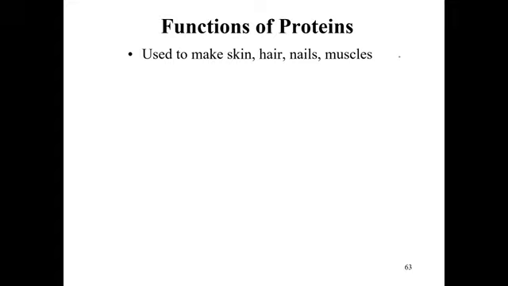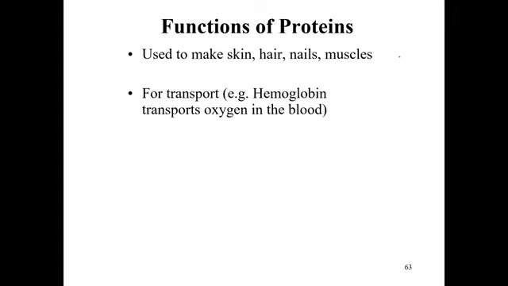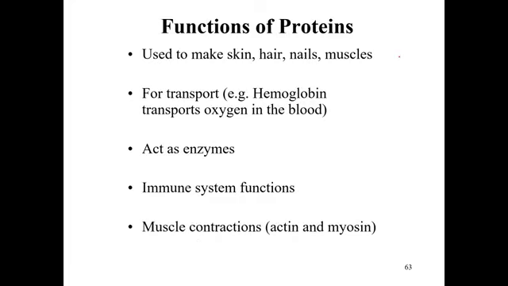Some functions of proteins: it is used to make skin, hair, nails, and muscles. It is also for transport. Particularly, hemoglobin is a type of protein that transports oxygen in your blood. It also acts as enzymes. Most enzymes are proteins, and it also has some immune system functions. It is very important for muscle contractions, particularly your actin and myosin. More on this in your muscular system. And it is part of the cell membrane.